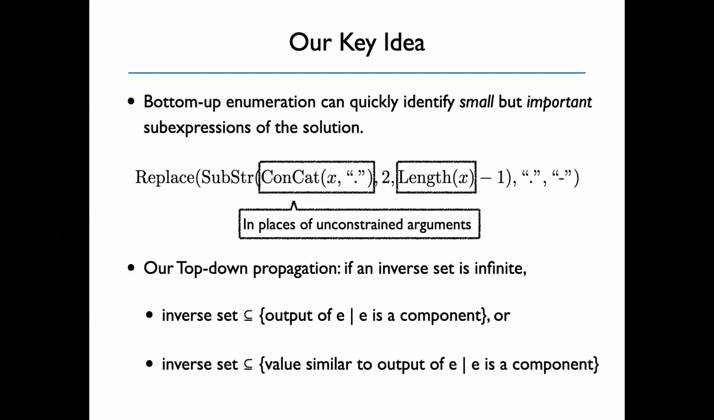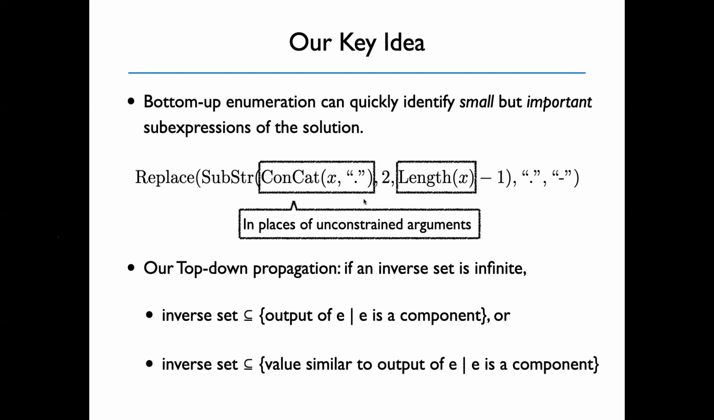Our key observation to overcome this limitation of the previous top-down propagation is as follows. While bottom-up enumeration is not scalable enough to find a large solution, it can at least quickly identify small but important subexpressions of a solution. For example, a small subexpression concat x and dot can be put in the place of the unconstrained argument, thereby limiting possible values for the other arguments.